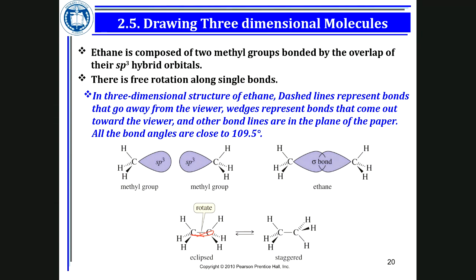Now, in order to rotate, you need to break one of these bonds, rotate, and form a new bond. So rotation is possible, but you have to break a bond and form a new bond. You break this bond, you rotate, and then form a new bond. And in this case, it's actually a chemical reaction. Breaking the old bond and forming a new bond is a chemical reaction.